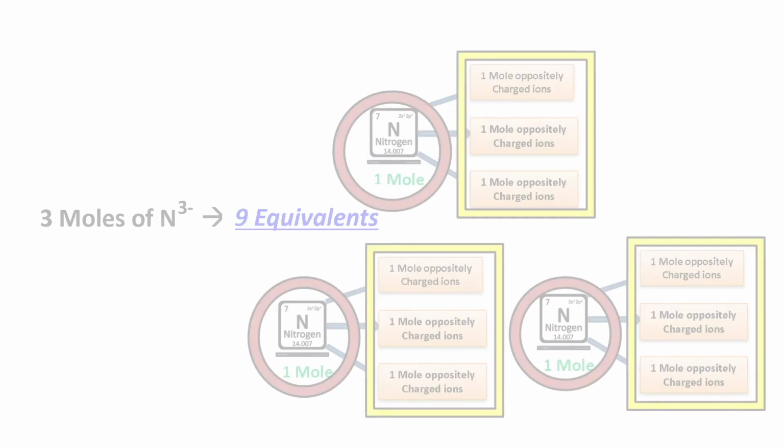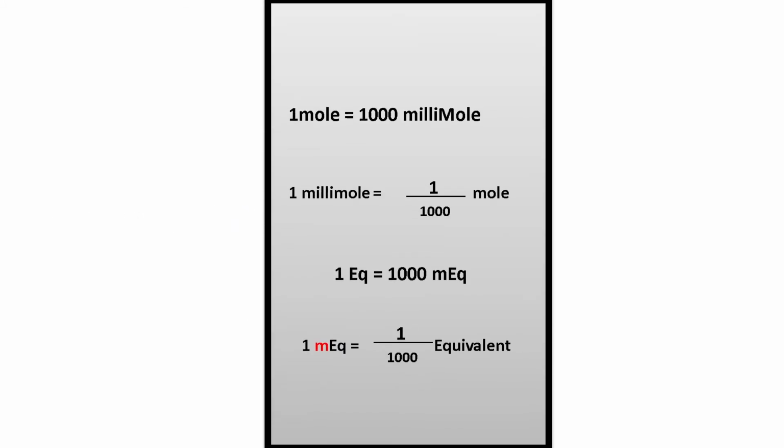Let us see the relationship between mole and millimole. 1 mole is equal to 1000 millimoles, or in other words, 1 millimole is equal to 1/1000 of a mole. Similarly, 1 equivalent is equal to 1000 milliequivalents. Therefore, 1 milliequivalent is equal to 1/1000 of an equivalent.